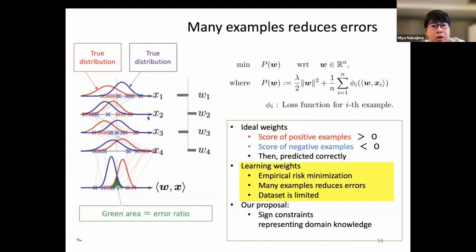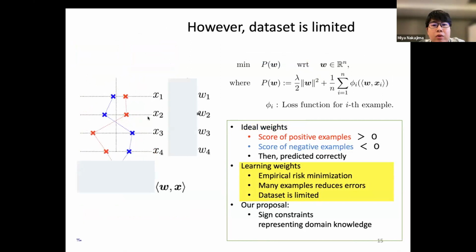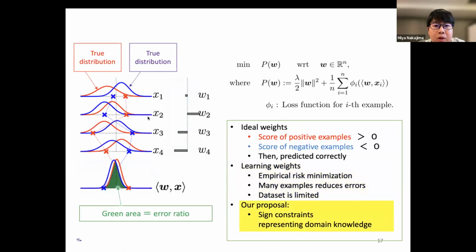The availability of a substantial amount of training data opens up the possibility of reducing the error rate for unknown data. However, we often encounter situations where the amount of training data is limited. Therefore, we have devised a method to compensate for the scarcity of training data by leveraging domain knowledge. To be more specific, we represent domain knowledge using a constraint called a sign constraint.